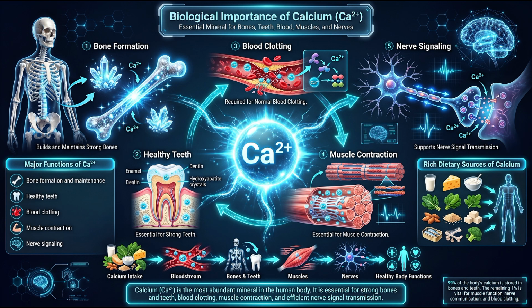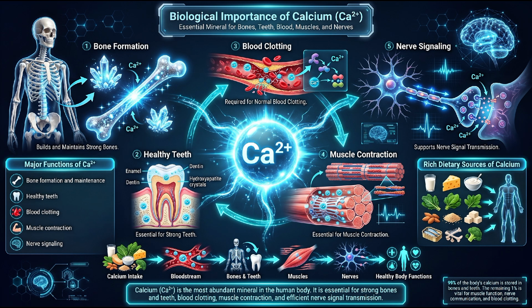Vitamin D enhances calcium absorption from the intestines, allowing dietary calcium to enter the bloodstream more efficiently. Calcitonin, produced by the thyroid gland, helps reduce blood calcium levels by promoting calcium deposition into bones. Together, these hormones ensure that calcium concentrations remain stable despite changes in dietary intake.